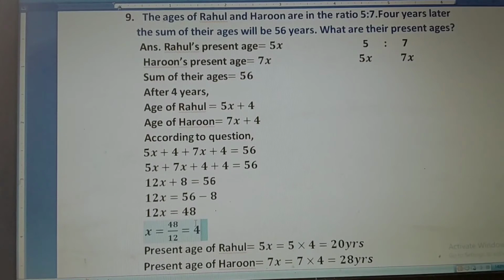From the question, what we have to find out? We have to find out the present ages of Rahul and Harun. Present age of Rahul is equal to 5x. Substitute the value of x here. Value of x is 4. That is 5 into 4. 5 fours are 20. Present age of Harun, 7x. That is 7 into 4, 4 is the value of x. 7 fours are 28. So, present age of Rahul is 20 years and present age of Harun is 28 years.